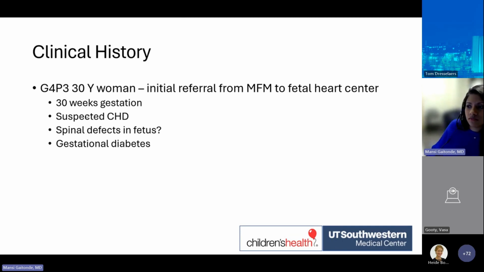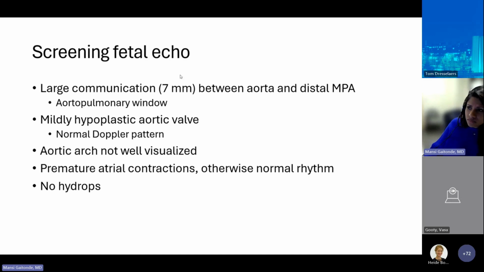This was around 30 weeks due to the suspected CHD. There were some spinal defects that were maybe suggested, and diabetes in the mother. The screening fetal echo definitely looked convincing. So we patted her on the back and said, okay, this really does look like an aortopulmonary window. In addition, the aortic valve appeared a little hypoplastic. We could not really see the aortic arch, but otherwise the fetus appeared well.